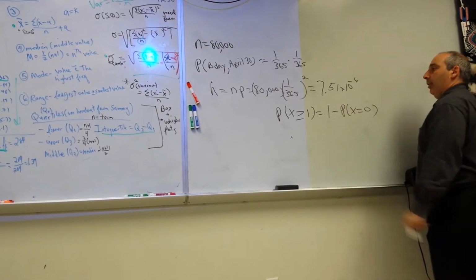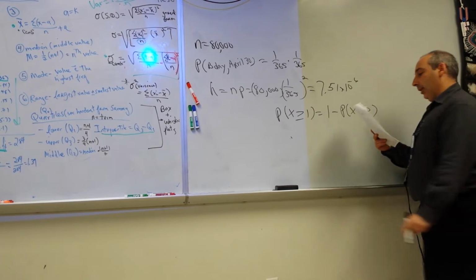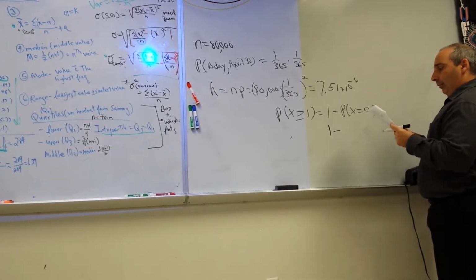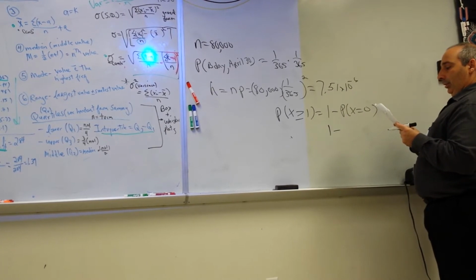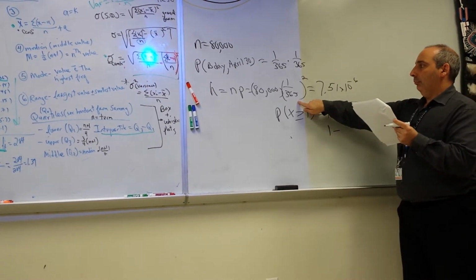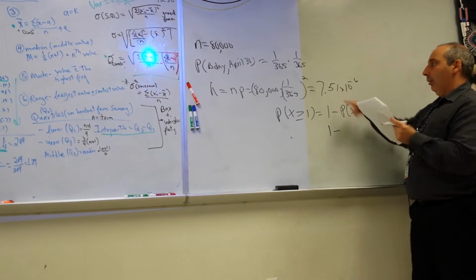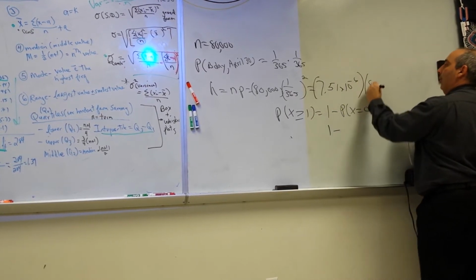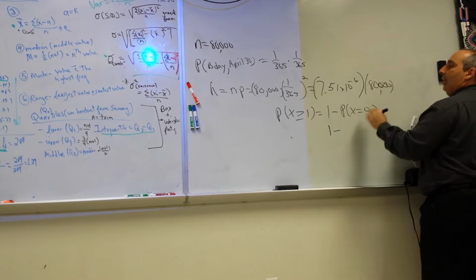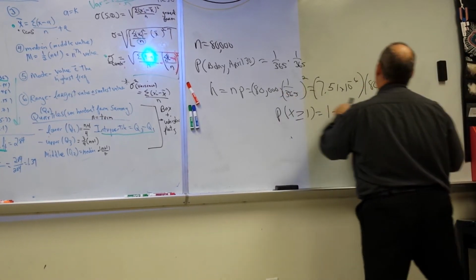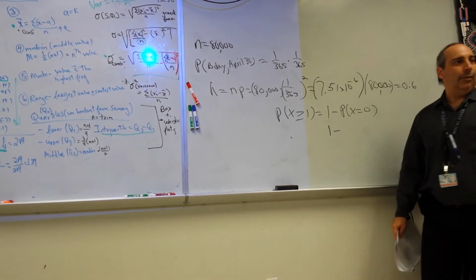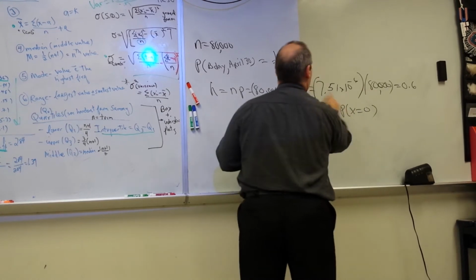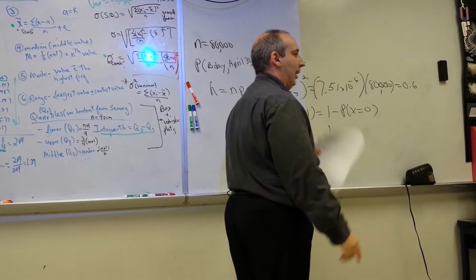Yep. Do we need to do the rest, or are you okay? I'll do the rest. 1 minus... okay, let's see if I did this right. Oh, NP, I didn't do NP, right? We didn't calculate it. This comes out to a small number, and then times 80,000 is around 0.6.